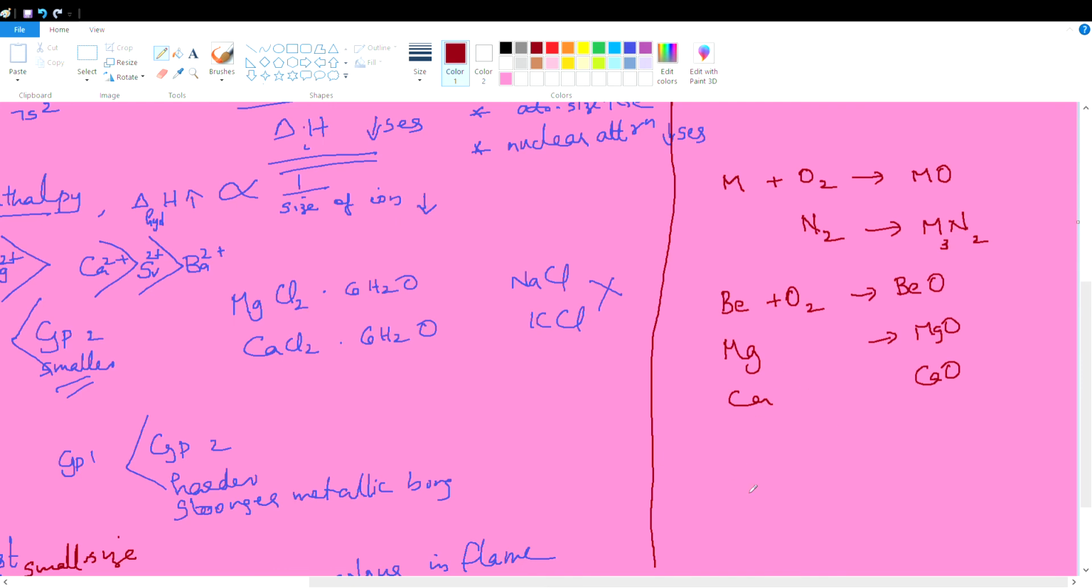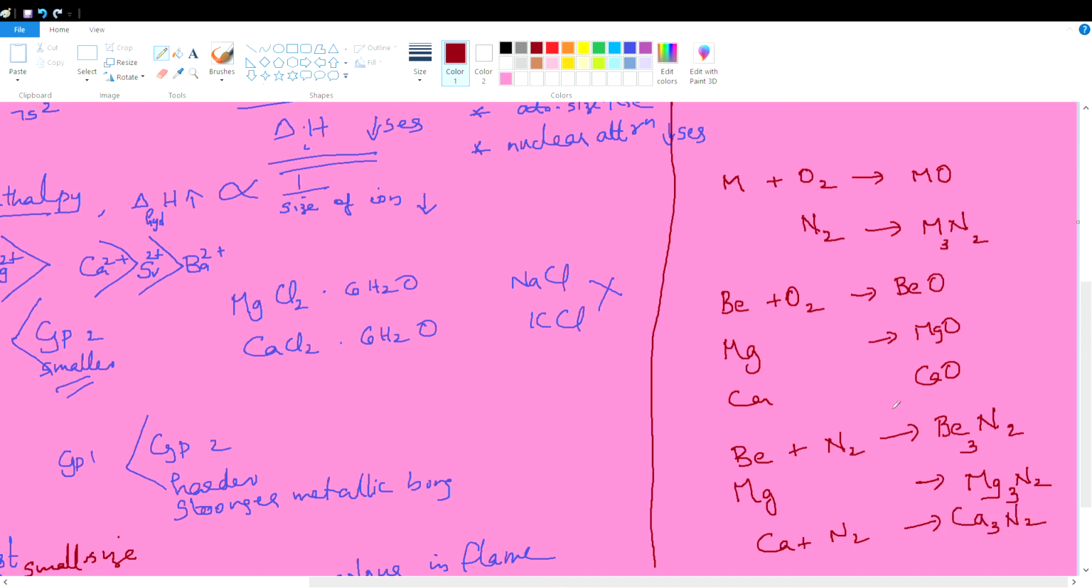And these elements react with the nitrogen in the air. Beryllium, when it reacts with nitrogen, forms beryllium nitride, with nitrogen valency 3 and beryllium valency 2. Magnesium reacts with nitrogen and forms magnesium nitride, Mg3N2. Calcium with nitrogen gives calcium nitride, Ca3N2.